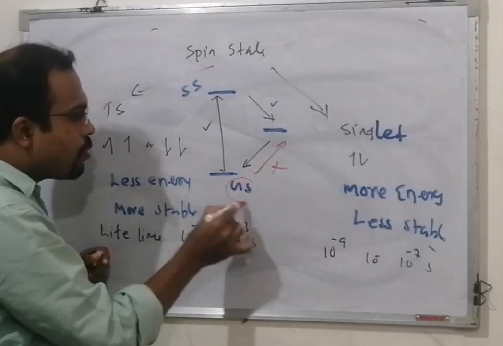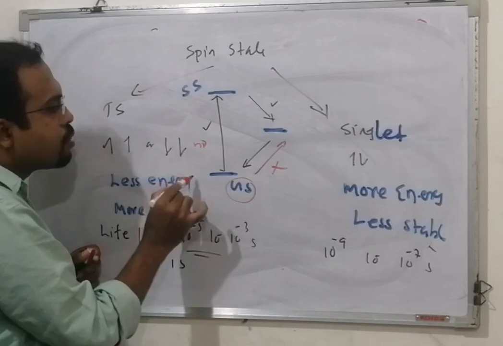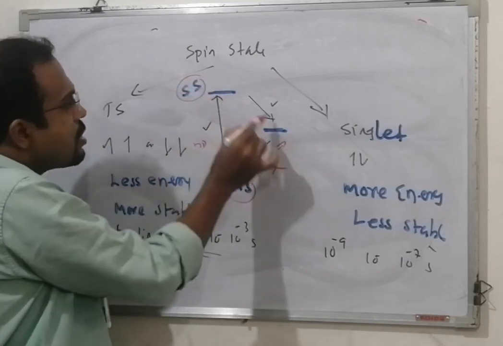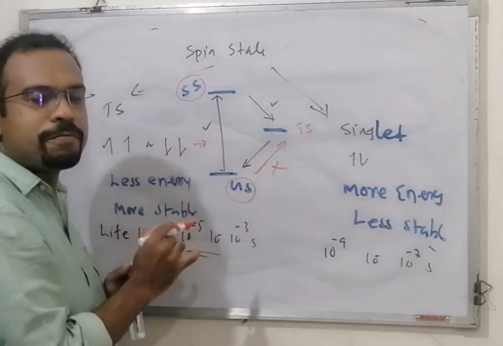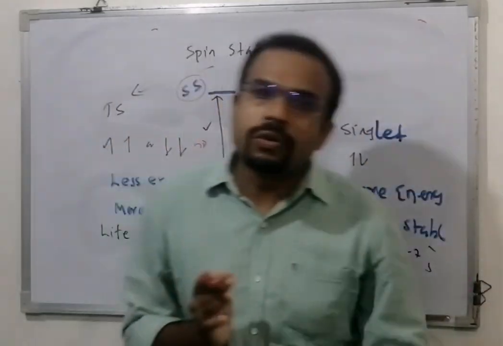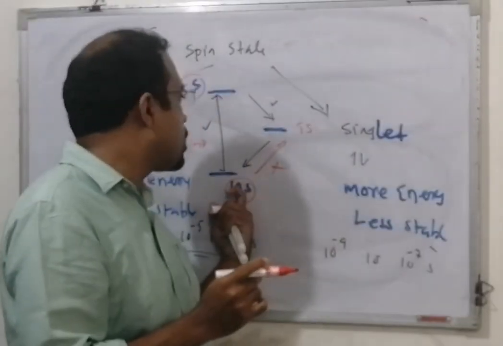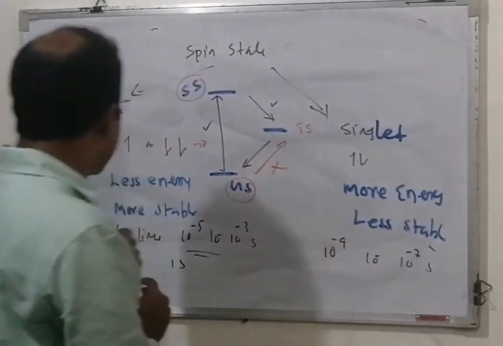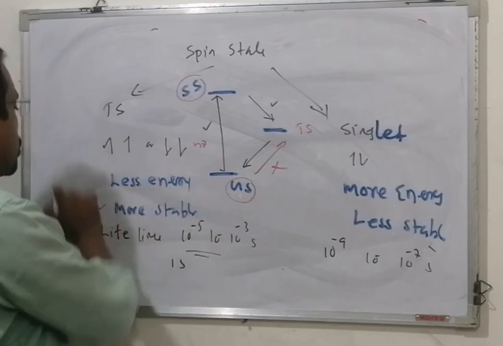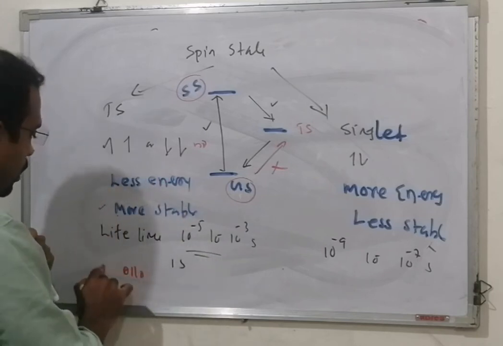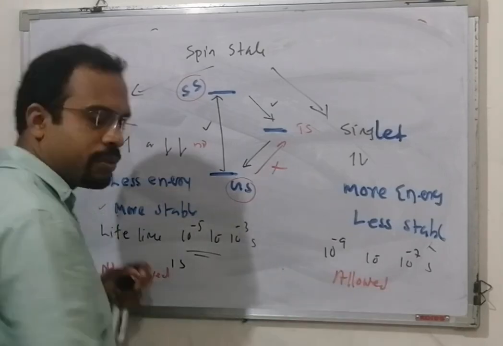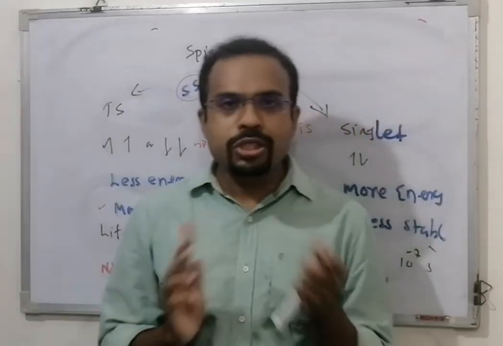If from the ground state the molecule absorbs the photon, it goes to a singlet state. From the singlet state, it can go to the triplet state. There is no direct passage from the ground state to the triplet state. Why? Because the triplet state, even though it is less energy and more stable, is not allowed. This is allowed. This is the wonder of our chemistry.